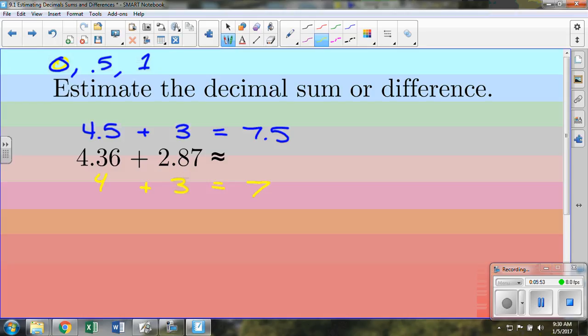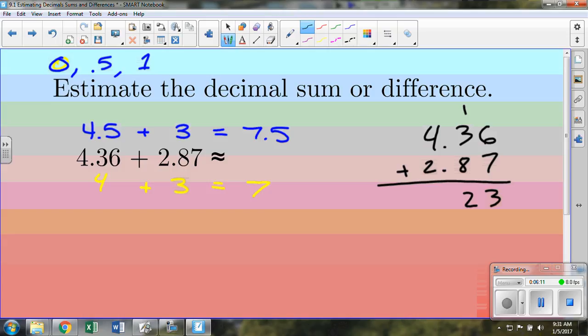They're both ballpark close. They're both approximations, they're both estimations, so they're both okay. It's just a matter of how precise you want. Now, just for the sake of argument, to prove my point, if we actually went through and added them precisely, we get an answer of 7.23 as the exact answer.